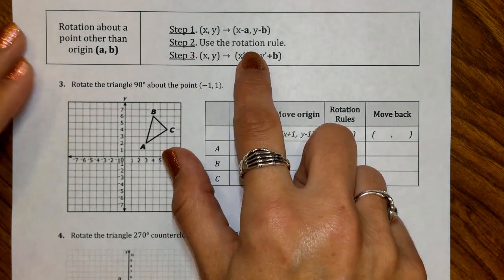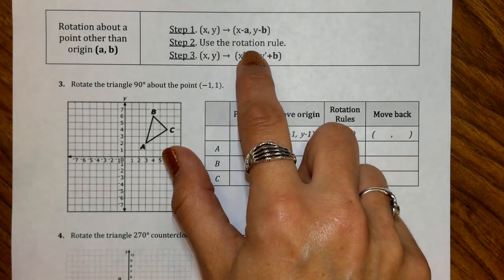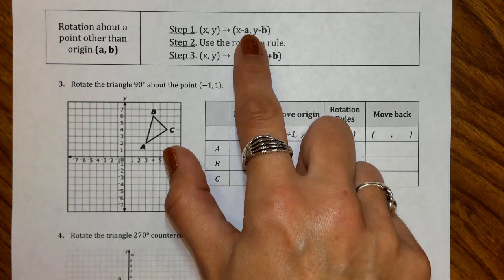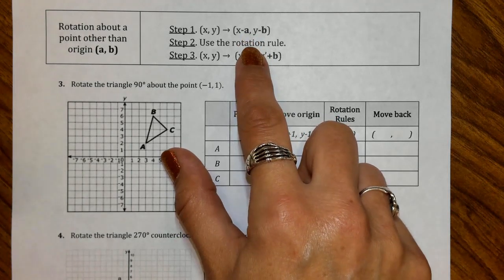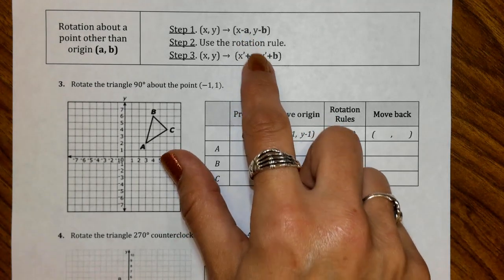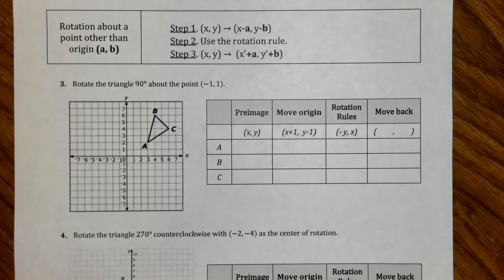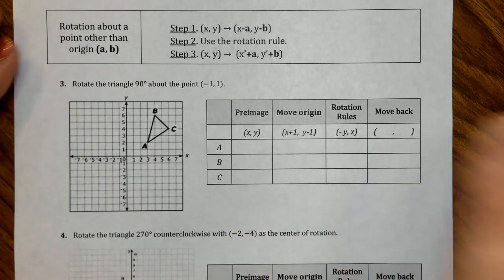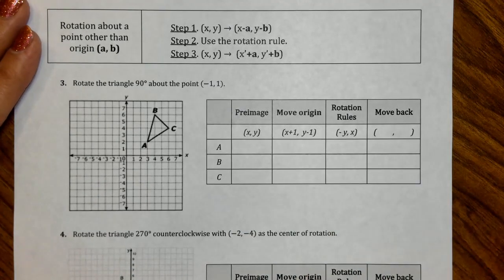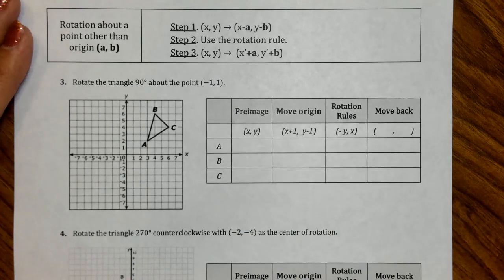The next step is we're going to use this rotation rule that we already learned about, on what we got from step 1 after subtracting. We're going to use those new coordinates and use the rotation rule. Step 3, we then have to take whatever we subtracted in step 1, we have to add it back. What we're doing with the subtraction and the adding is we're moving to the origin, rotating, and then moving back. Okay, so follow these three steps, and you should be able to get this perfectly fine.